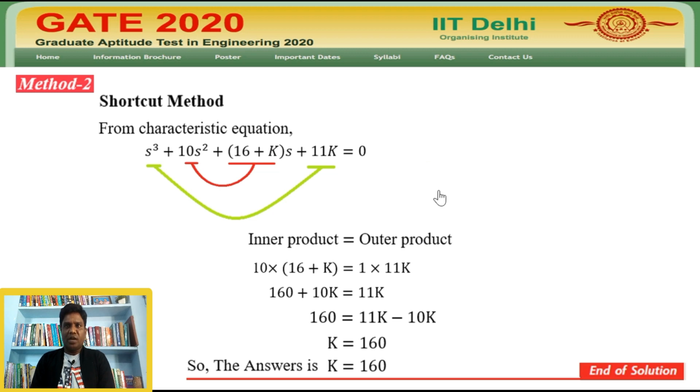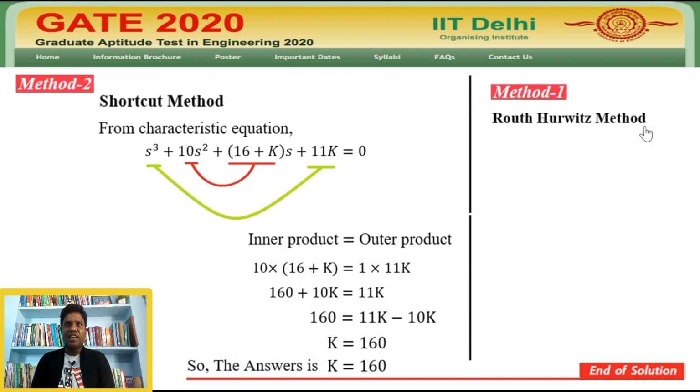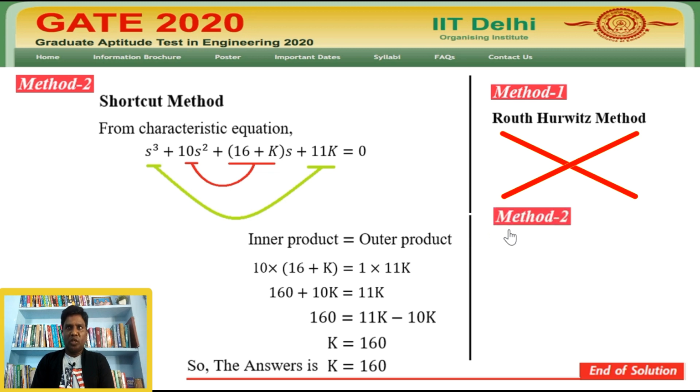From observation of method 1 and method 2, method 1, using the Routh-Hurwitz concept, is a little bit tedious and a time-consuming process for getting the k value. Method 2, the shortcut method of equating the inner product and outer product, is an easier and less time-consuming process for finding the k value than the Routh-Hurwitz method.